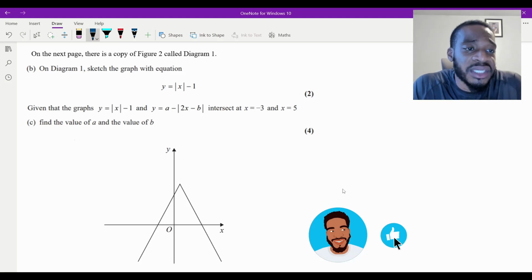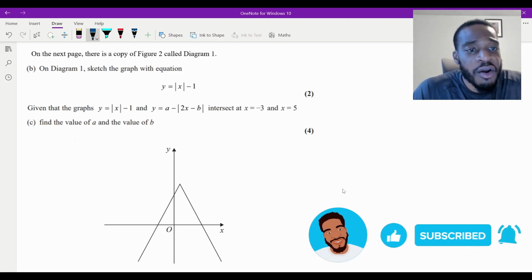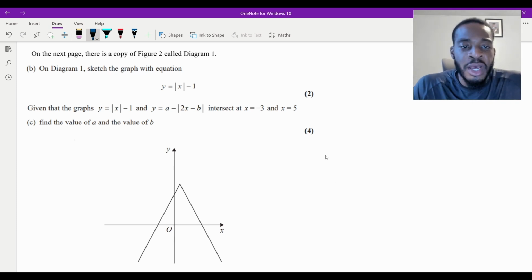Okay, so part B says, on the next page, there is a copy of figure 2 called diagram 1. On diagram 1, sketch the graph with equation y equals the modulus of x, minus 1, for 2 marks. So I've already got diagram 1 here for us. Now, we need to sketch this graph. It doesn't say anything about the intercepts, so I guess we don't need to draw them, but I'll do them anyway. The modulus of x is just the V shape, like this, isn't it? And then if I minus 1, it's just going to literally drop down by 1.